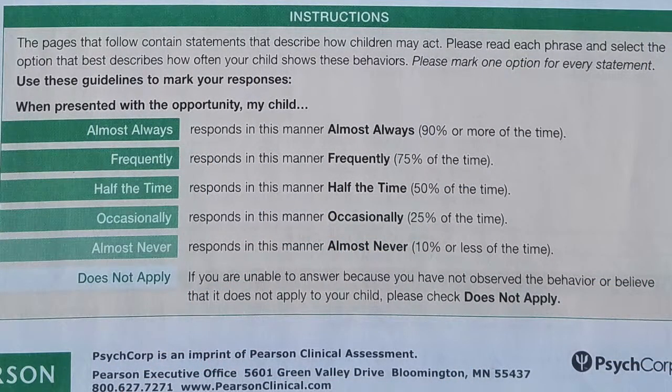My child reacts strongly to unexpected or loud noises. So for example, dogs barking, sirens, a hairdryer. So 5 is almost always, 4 is frequently, 3 is half the time, 2 is occasionally, and 1 is almost never. Well, little Jeremiah Sanders very frequently reacts to loud noises, especially our dog barking. Okay. I would definitely say frequently. Frequently, okay, so that's a 4.